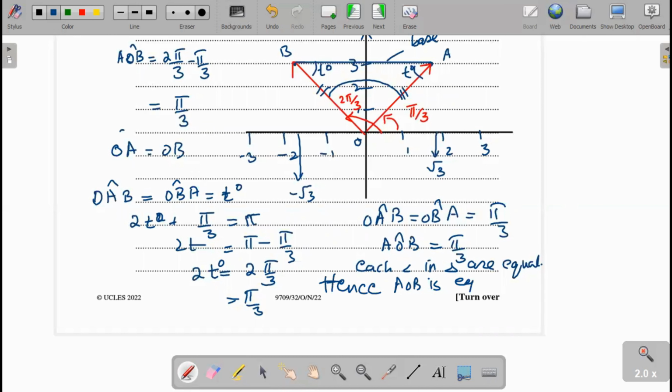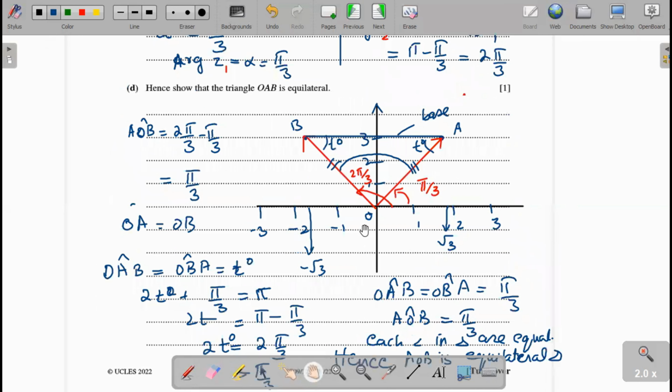Equilateral triangle. And this is the derivation of equilateral triangle AOB. Now to go to the next question.